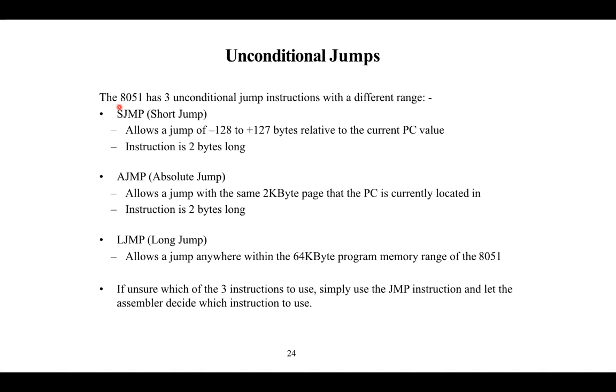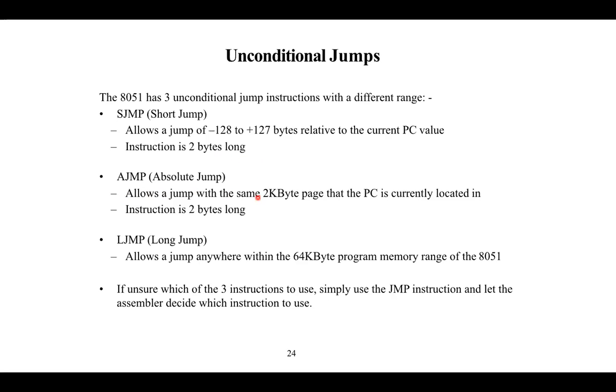Unconditional jump. The 8051 has three unconditional jumps with different ranges: SJMP, short jump; AJMP, absolute jump; LJMP, long jump. SJMP allows a jump of minus 128 to plus 127 bytes relative to the current PC value. The instruction is 2 bytes long.